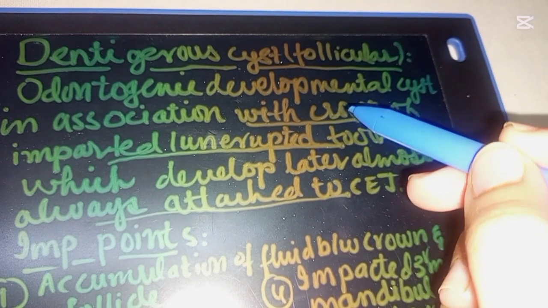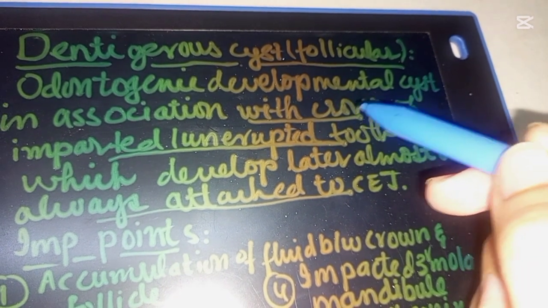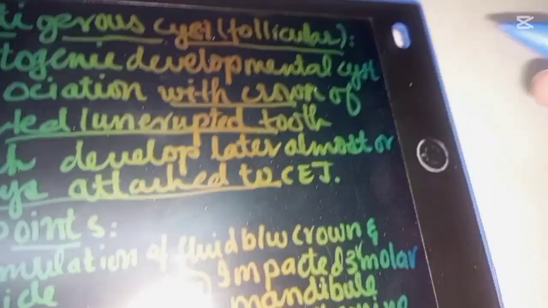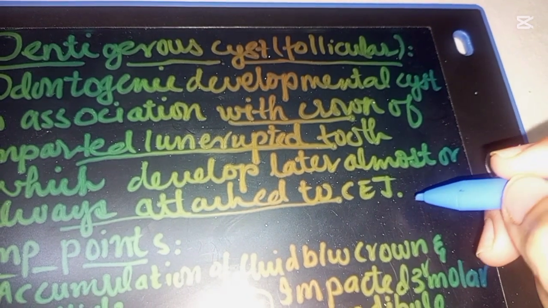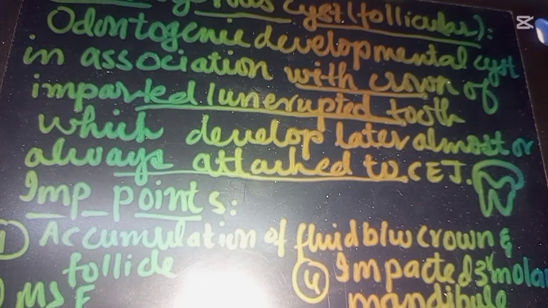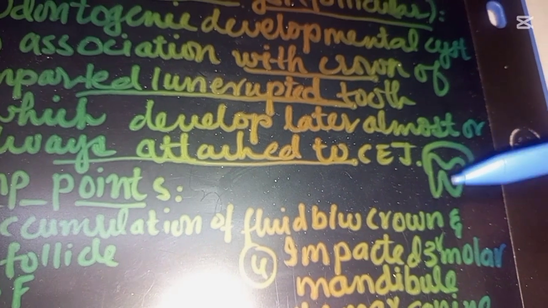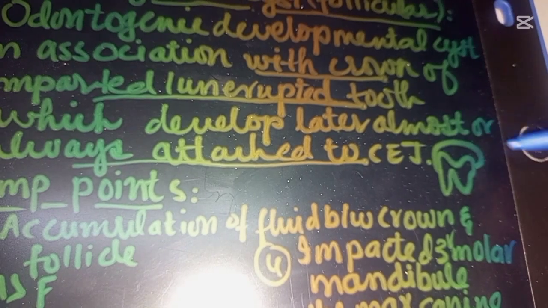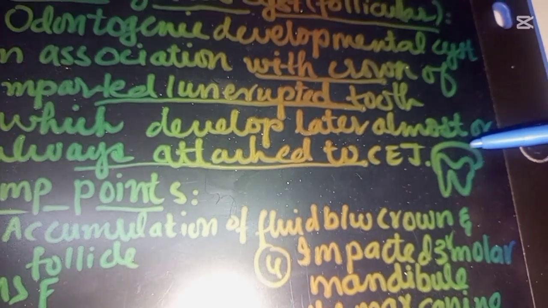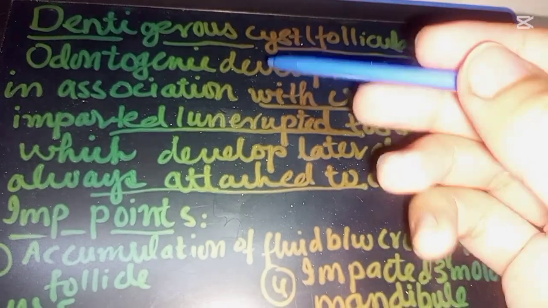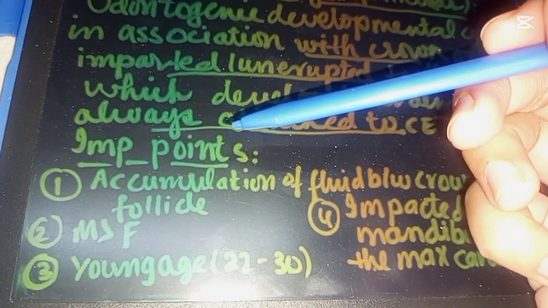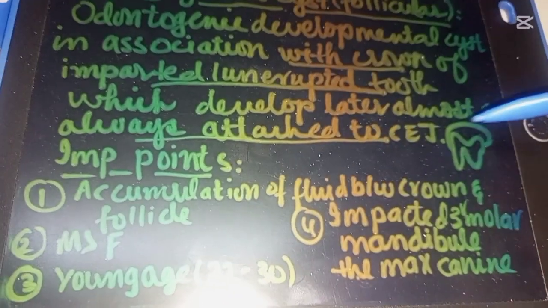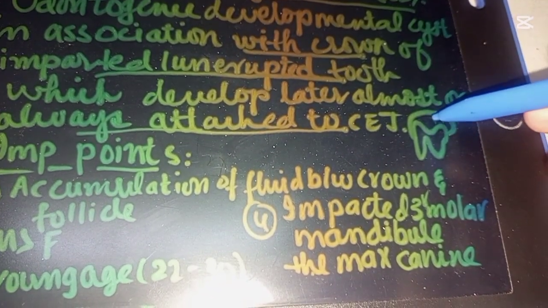So it means the crown part of the unerupted impacted tooth, and it is always attached to the cemento-enamel junction. So how will it look? It will look like this: the root will be covered by a follicle type. Okay, it is also due to this that it is called a follicular cyst. The most important point is that the accumulation of fluid is between the crown and the follicle. So the fluid will accumulate here.